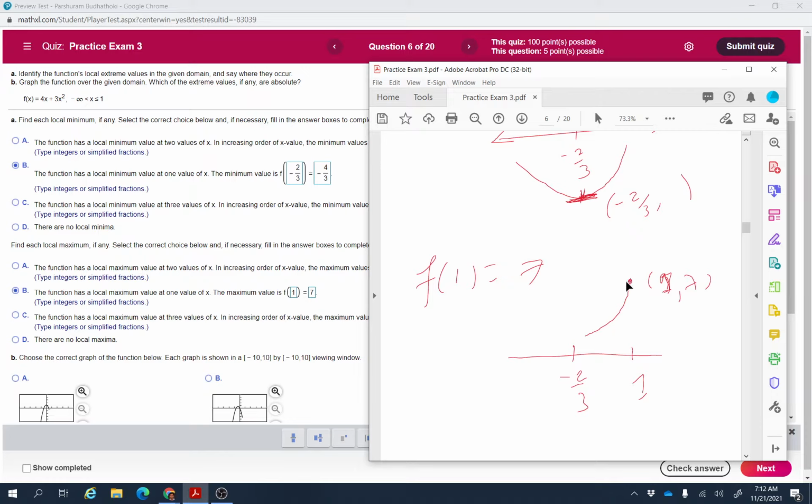If you compare with the left value, yes, it is the maximum value, but there is no right value. That's why we can say this is a local maximum value. There is a local maximum because of this bounded domain, and the function is increasing on this interval. So it has to be a local maximum. The function has a local maximum value at 1, and that value is 7.